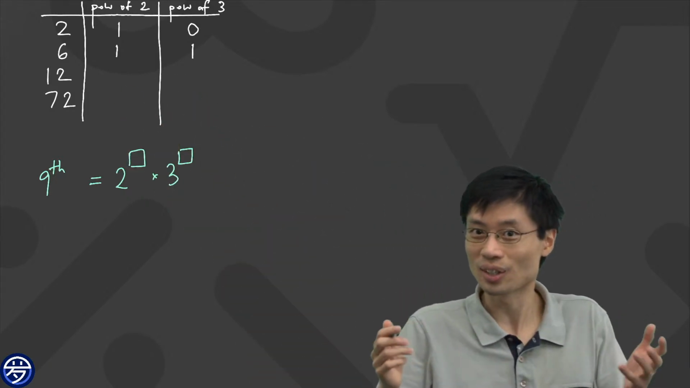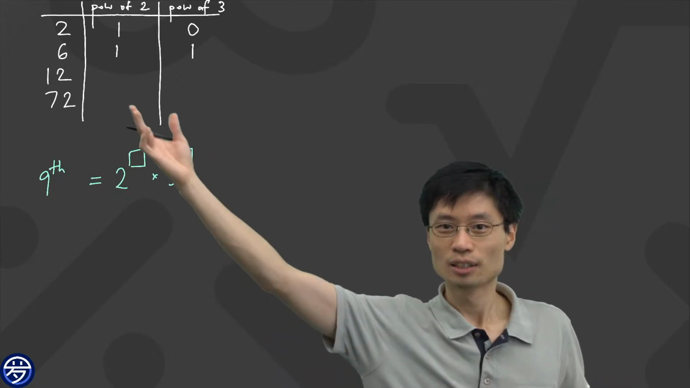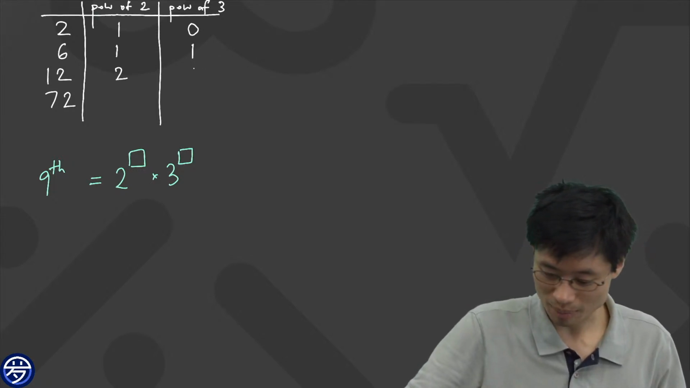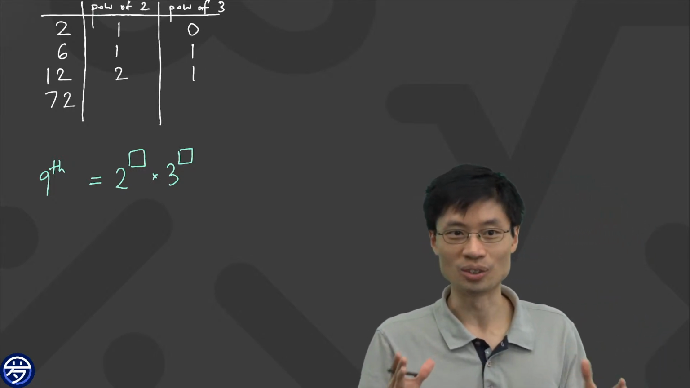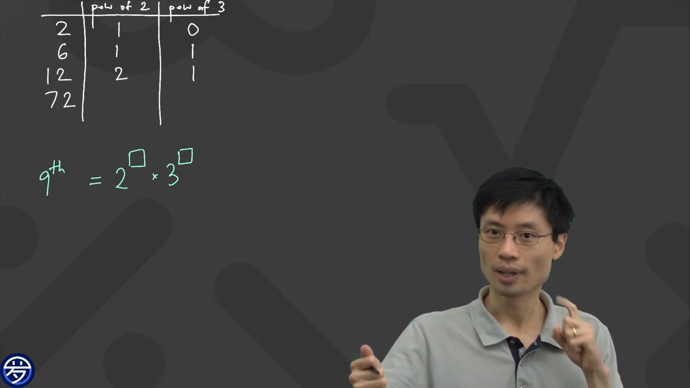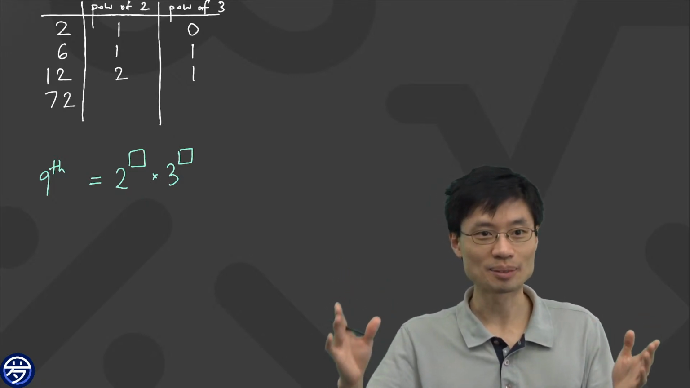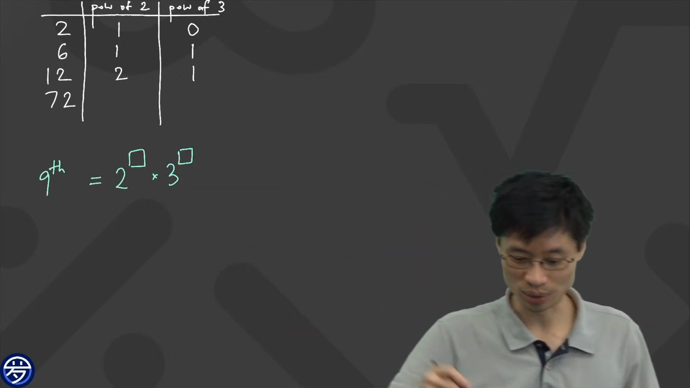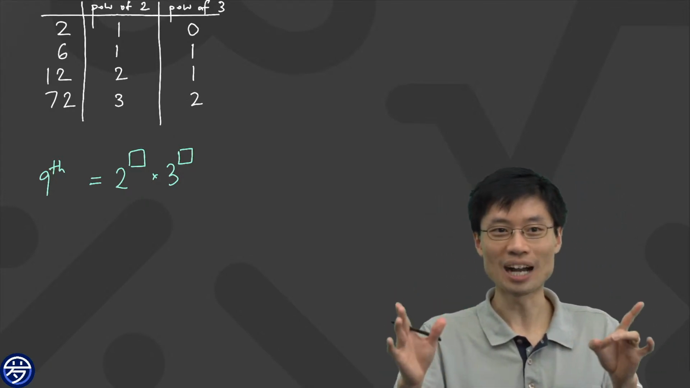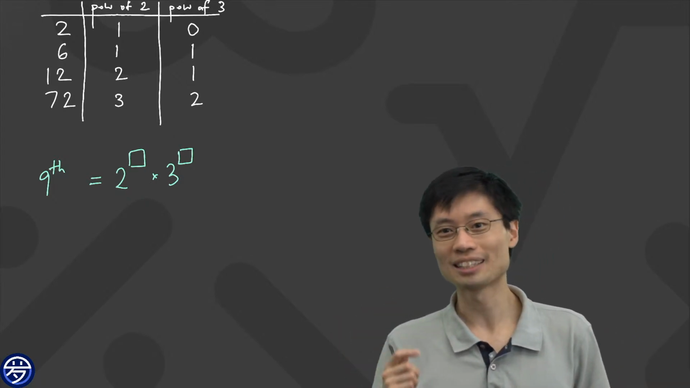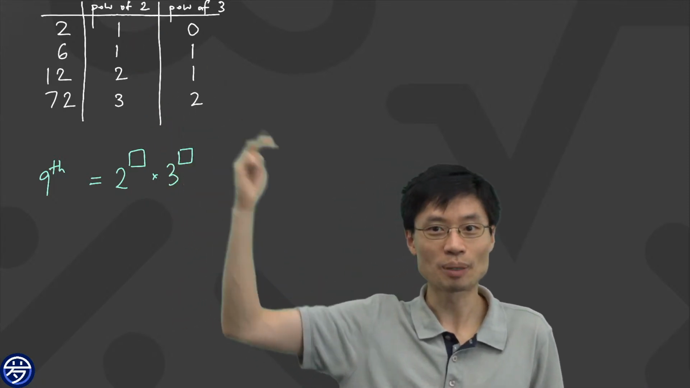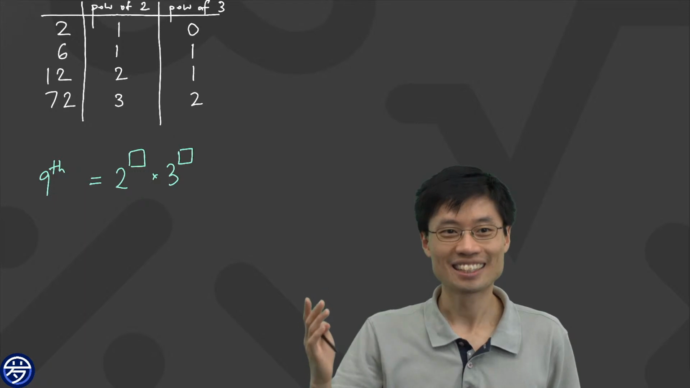How about the 12? Can anyone tell me what's going on in the 12? 2 to the what times 3 to the what? Thank you again, Dr. Gupta. 2 squared times 3 to the 1. How about the 72? Who is good at factorizing numbers? 72 is 8 times 9. So if it's 8 times 9, then yes, it's 2 cubed times 3 squared. And I already see that somebody said, wow, these are the Fibonacci numbers. You know why they're the Fibonacci numbers? It's because if I multiply together two of these, what happens to the powers? They add.